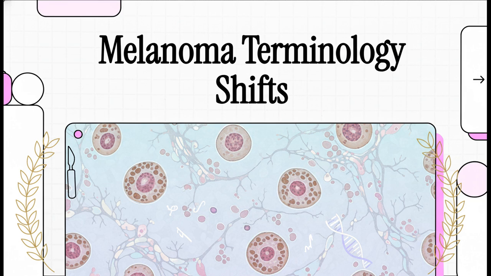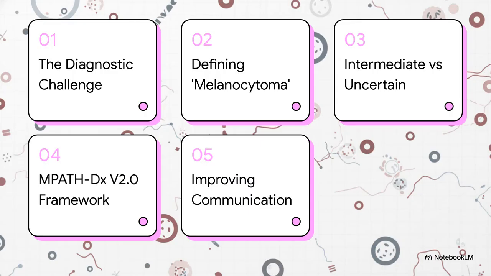So, let's get started. So here's our game plan. First, we'll unpack the diagnostic challenge that pathologists are up against. Then, we're going to define this newer term, melanocytoma, and see how it's different from tumors with uncertain potential. After that, we'll break down the MPATH-DX v2.0 framework, and finally, we'll see how all these changes actually lead to better communication and, most importantly, better patient care.